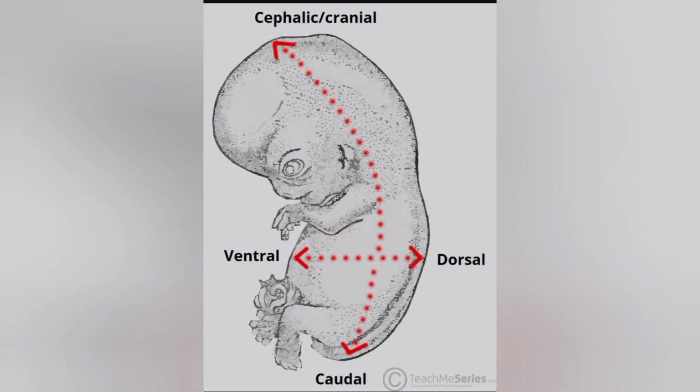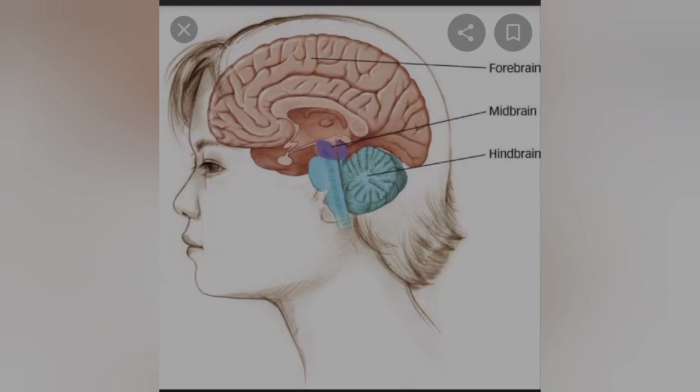Ventral and dorsal. As described above, ventral and dorsal refer to the anterior and posterior aspects of the body respectively. However, in the context of the central nervous system, they have slightly different meanings. Ventral refers to the inferior region of the brain, while dorsal refers to the superior region, towards the scalp.